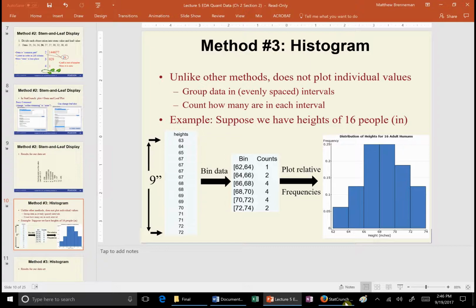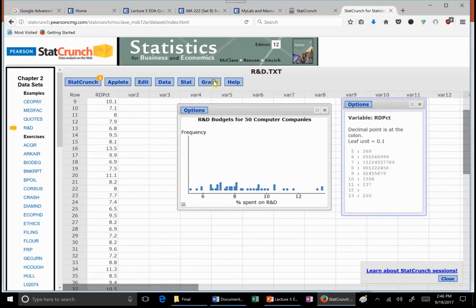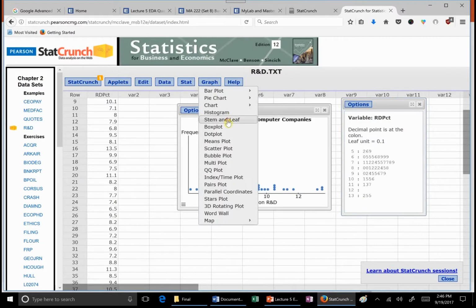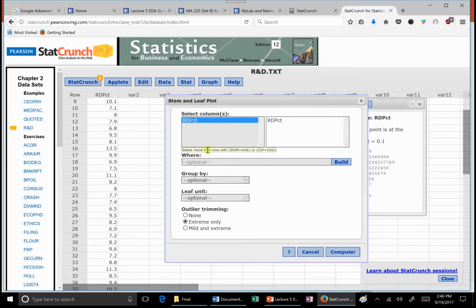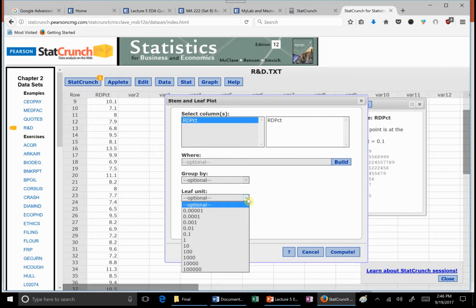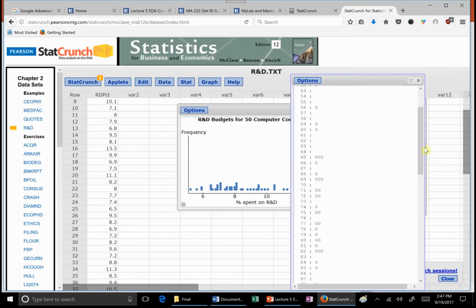So let me just illustrate this. We'll go back to graph. We'll do our stem and leaf. And choose this variable. And now I'm going to specify the leaf. So the leaf before was 0.1. Let's change it to 0.01 and see what happens. Take that off. Notice what happens. It looks really ugly. Okay. So the wrong choice.